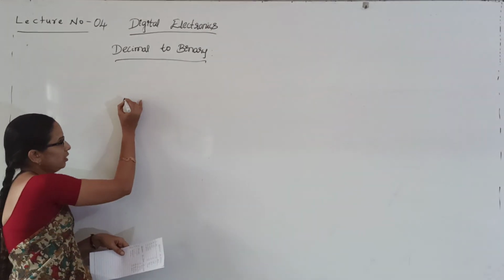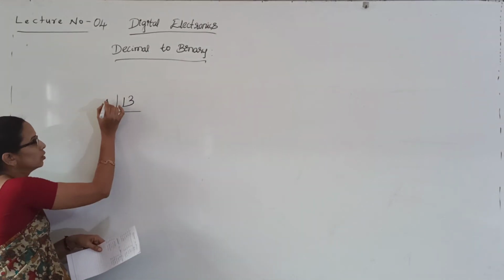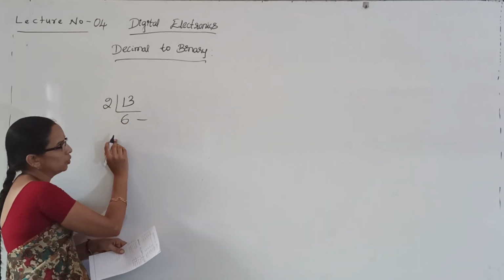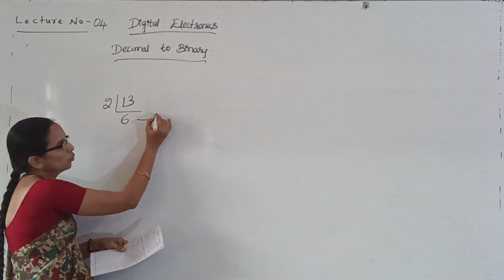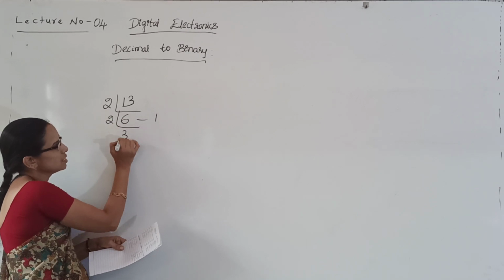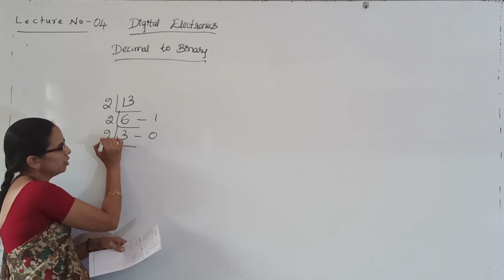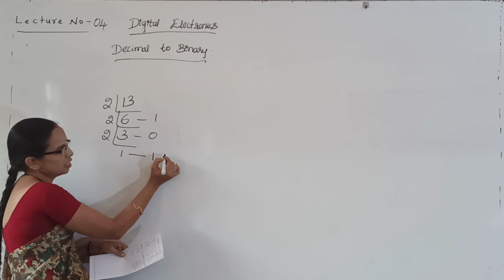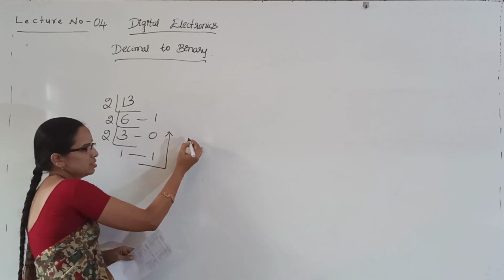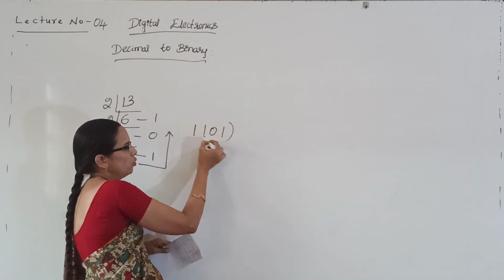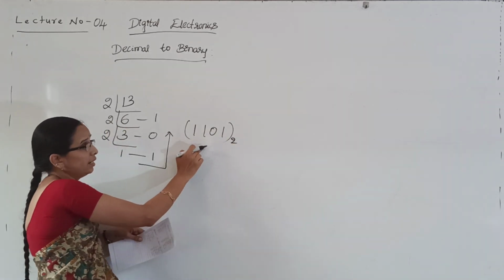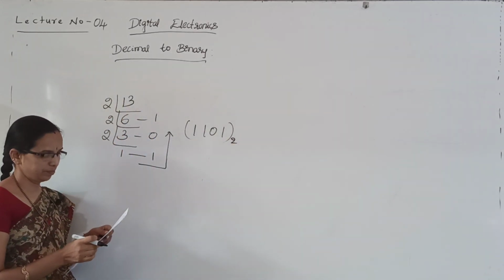Next one is 30. 2 15s are 30, 0 is the remainder. 2 7s are 14, 1 is the remainder. 2 3s are 6, 1 is the remainder. 2 1s are 2 and 1 is the remainder. If you move in this direction, 11110 is the binary equivalent of 30.